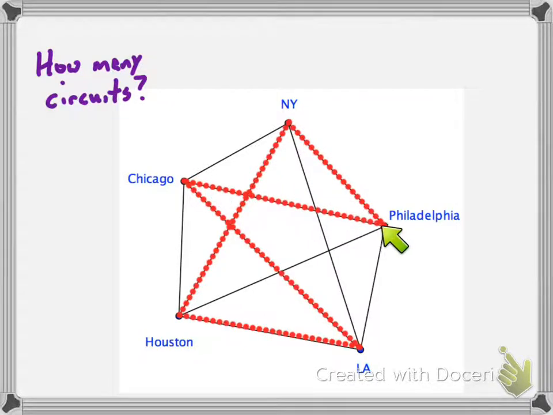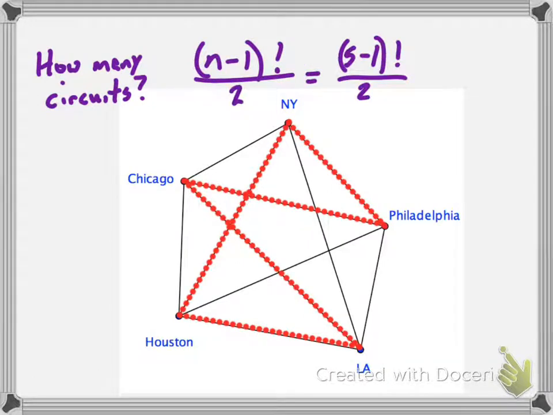And then I'm going to go to, say, Philadelphia, and then there are 3 places for me to go, and then 2, and then 1. But, again, by counting all of those paths, I'm double counting because I can go forwards or backwards. So really, it's this: N, meaning the number of vertices, minus 1 factorial divided by 2.